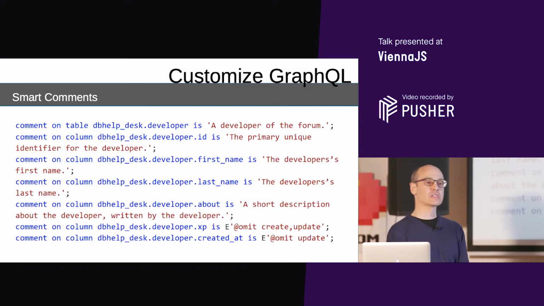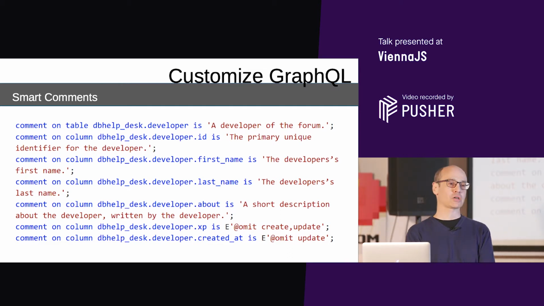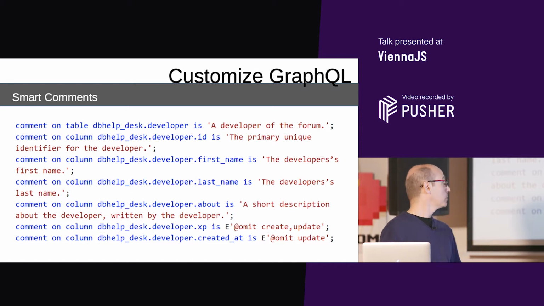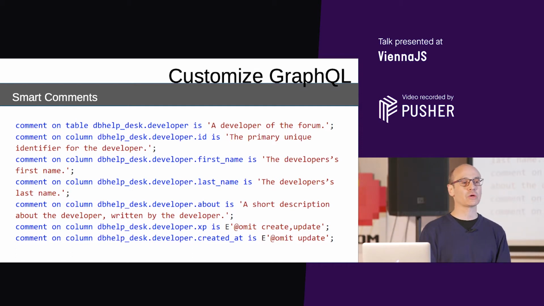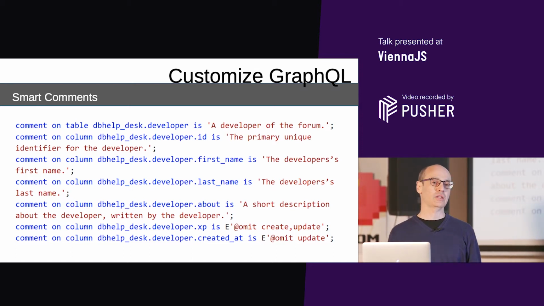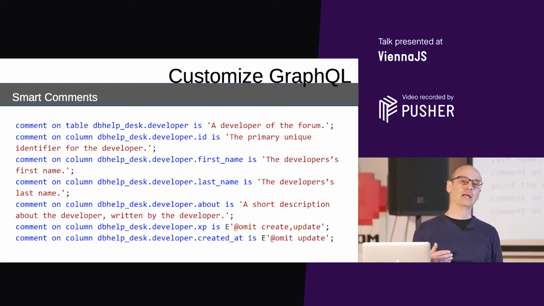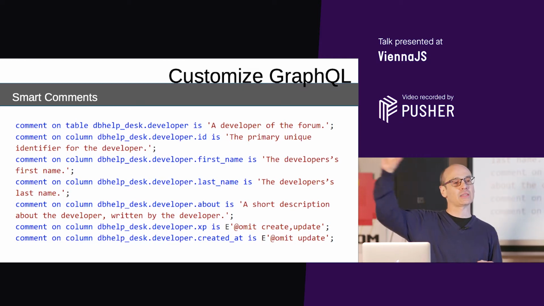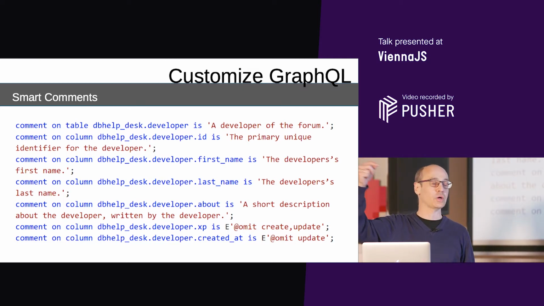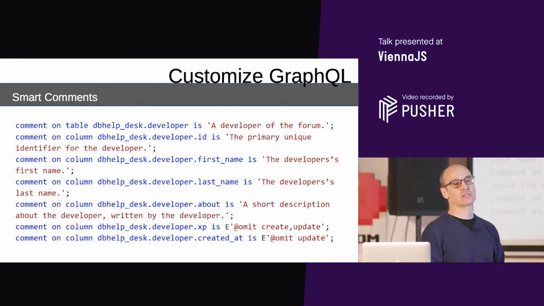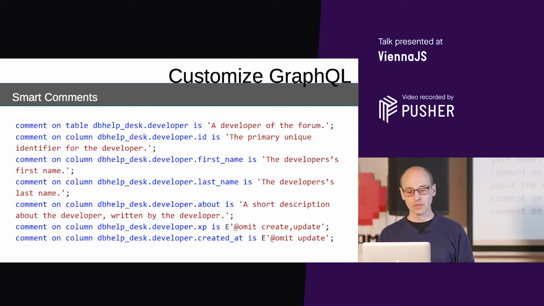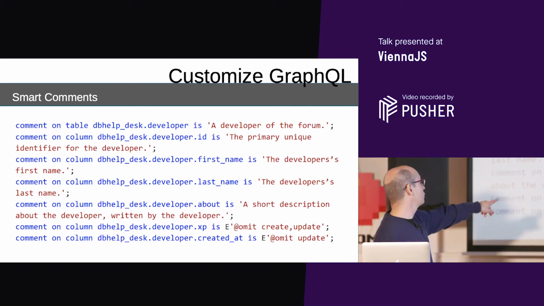So the first alternative that you have for customizing the GraphQL is using something called smart comments. On top, you're going to see that there are regular comments. That's something that you can do in Postgres that allows you to keep the documentation. When you go to the GraphQL on the right hand, when you see the documentation of your GraphQL, this text is what you're going to be able to see.